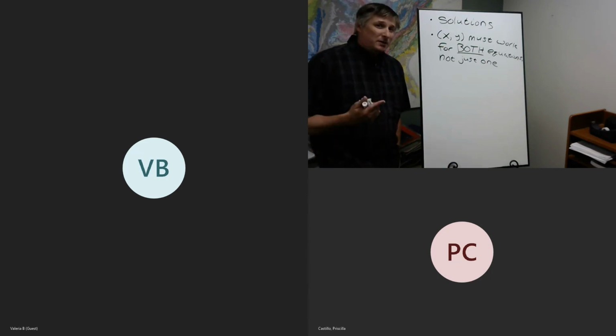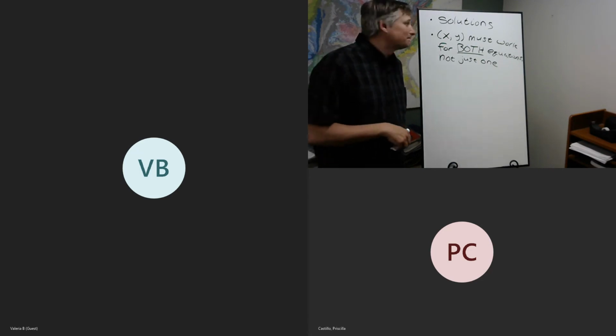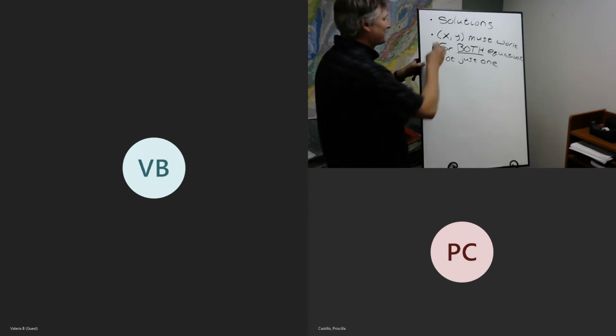We can test x and y in one equation, and it looks like it's working. It's going to be good. But then we get to the second equation. It's not going to happen. Let me do an example.